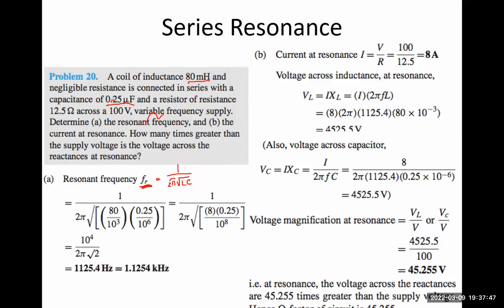So let's substitute the values of inductance and capacitance. So that is equal to 1 all over 2 pi multiplied by the square root of 80, pwede rin naman yan na 80 times 10 to the negative 3, multiplied by 0.25 times 10 to the negative 6.